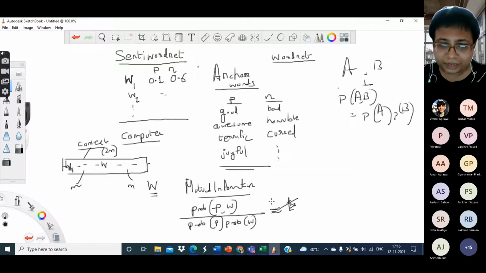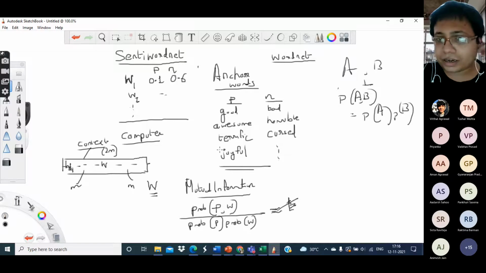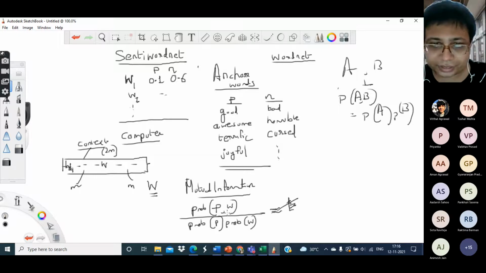If this is nearly equal to 1, that is, these are quantities which we can estimate from a very large data set. We have already discussed how to estimate probabilities from a large data set, like an annotated data set. In this case, of course, you do not even need any annotation. You just need the context. You already know the word P, you already know the word W. You are just checking whether they appear in each other's context or not. So accordingly, you can just calculate this thing.